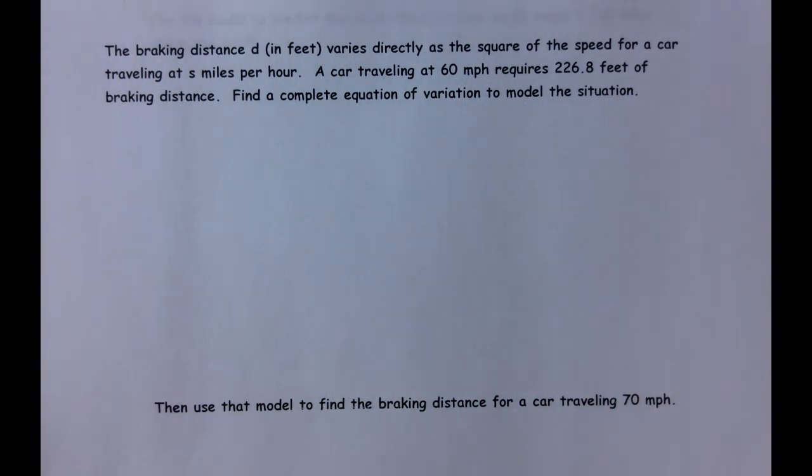Welcome to an application with variation involved. The braking distance d in feet varies directly as the square of the speed for a car traveling at s miles per hour. A car traveling at 60 miles per hour requires 226.8 feet of braking distance. Find a complete equation of variation to model the situation.